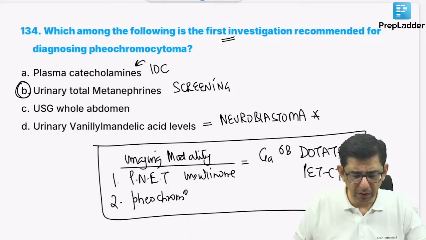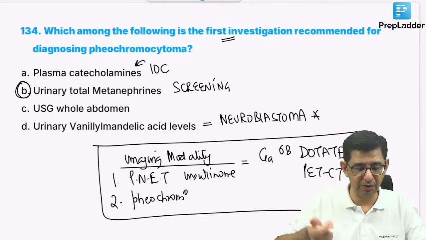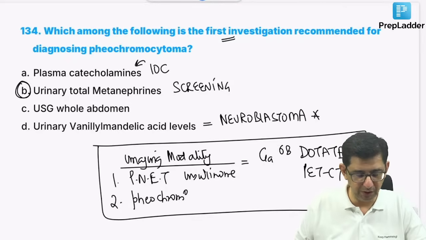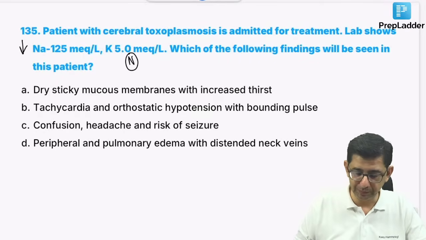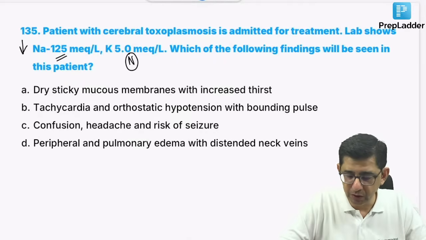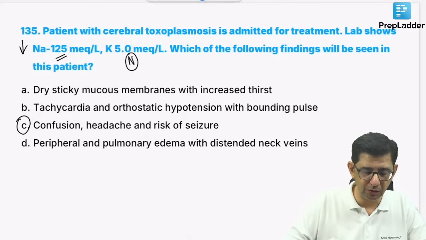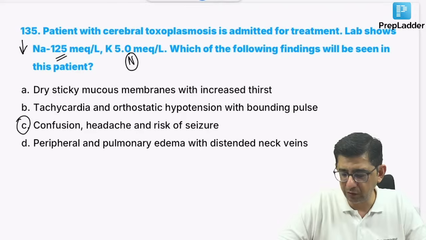Plasma free, yeah, it is plasma free metanephrine and urinary fractionated values. Exactly. Aishwarya, you're right for that word, but here he's not even getting into that, free or fractionated values, because the patient is having dangerous hyponatremia. So dangerous hyponatremia will contribute to possibly a risk of seizure in this patient. So confusion, disorientation, and risk of seizure would be present.